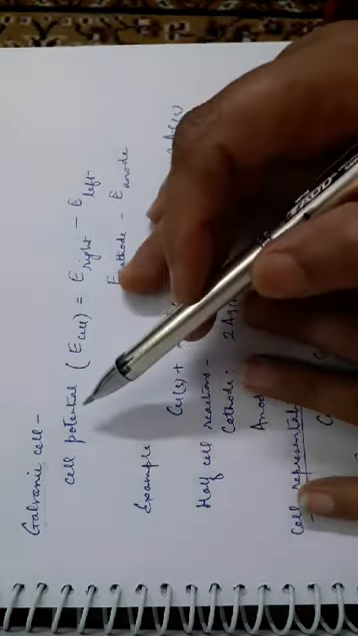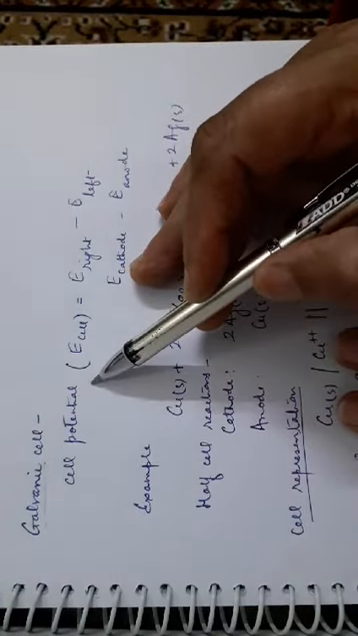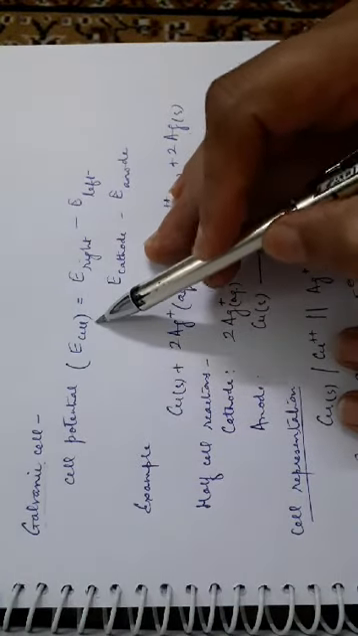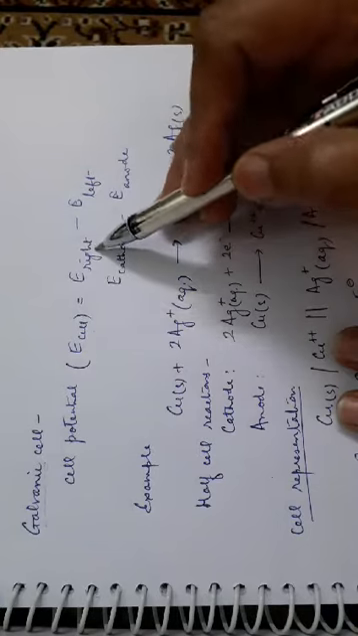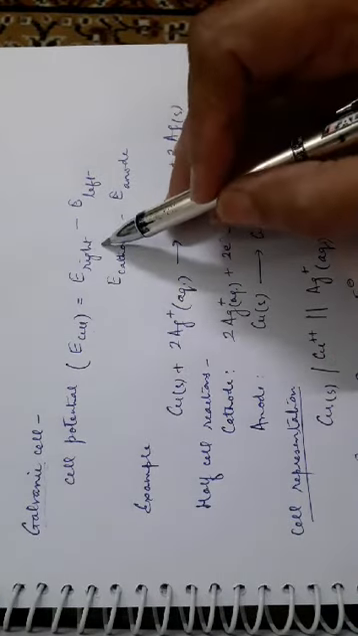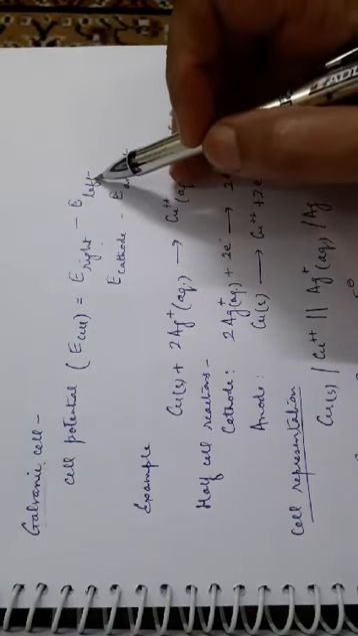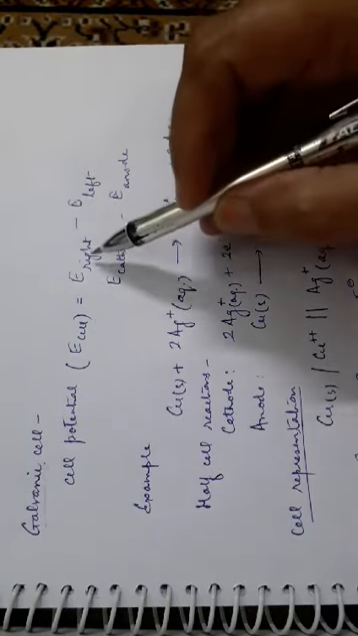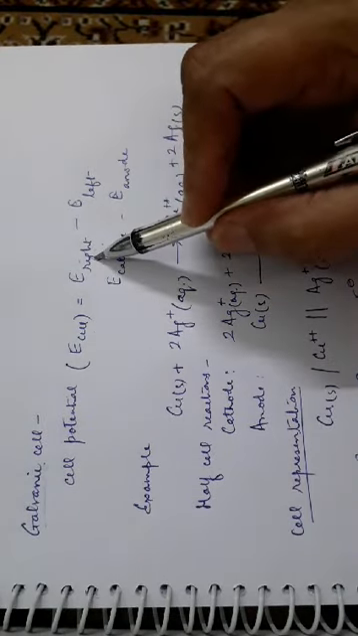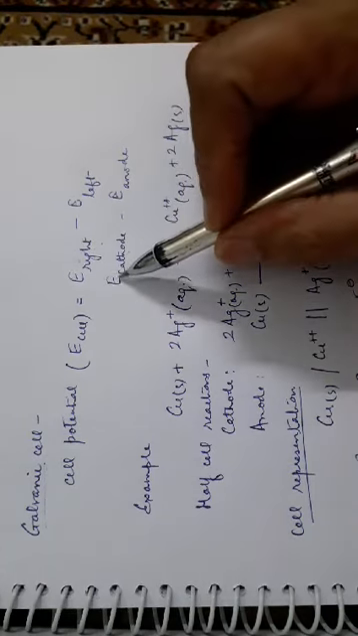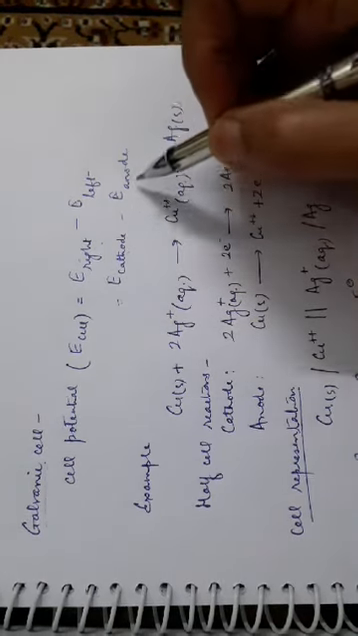And if we have to find out the overall cell potential, that is represented as E cell, it is equal to E right, that is the electrode potential of the right hand side electrode, minus E left, the electrode potential of the left hand side electrode. The right hand side electrode, as we just mentioned, is the cathode. So E cathode minus E anode.